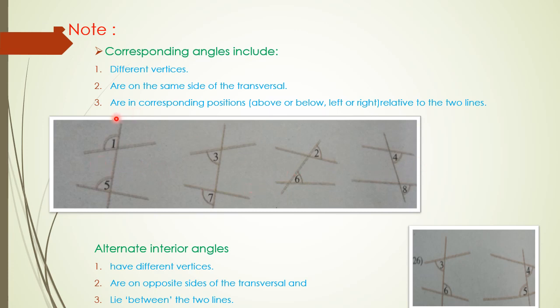And third point, they are in corresponding positions, above or below, left or right, relative to the two lines. See, one line is here and that line's upside, above and the left side. Second line, don't take the transversal. This is the transversal vertical line and this is the second line. Second line's left side and upside. So we can see left side, both lines upside, then one pair we get.